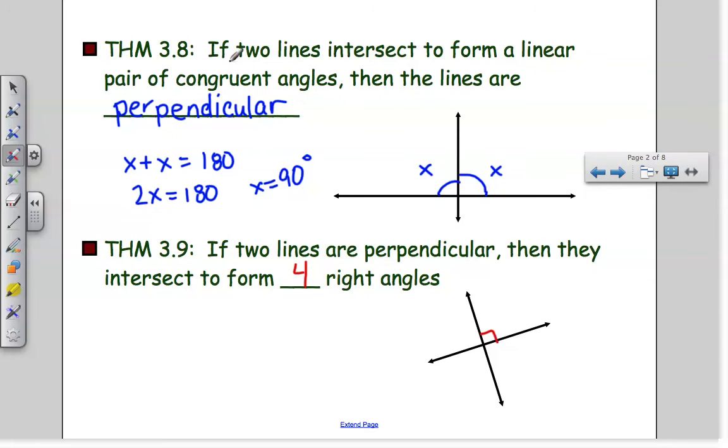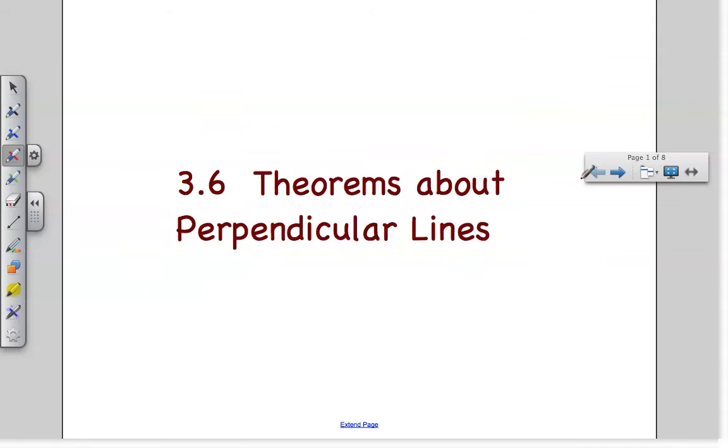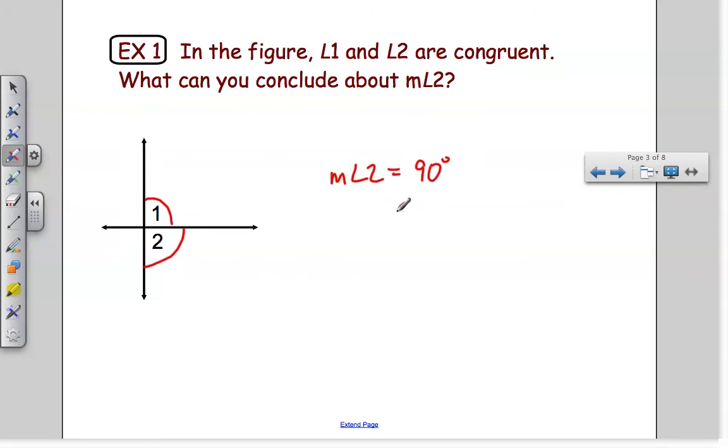And if we wanted to give a reason, it would be theorem 3.8 here. It doesn't have a nice title. Theorem 3.8, so I'm just going to write that out. But that said, if you have two congruent angles that are a linear pair, they would have to be right angles or measure 90 degrees.